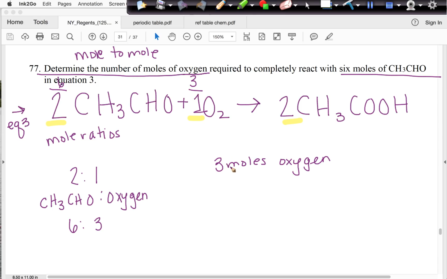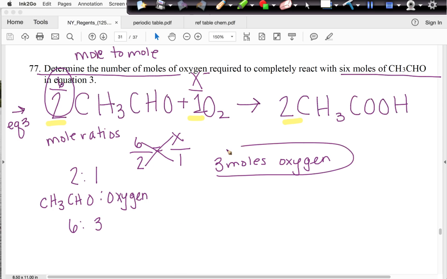But the way that I taught it to my kids in class is that if they give you a number of moles, you put it over the balanced equation coefficient, and if they ask you about something, you're going to put that in as x. So we can make a proportion, and we wind up with 6, which is the given in the question for CH3CHO. 2 is the coefficient for that. We're being asked about oxygen. 1 is the coefficient of that. And when we cross multiply and solve for x, we still get our 3 moles of oxygen.